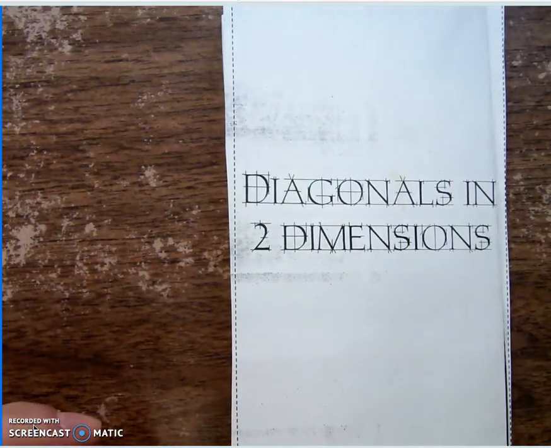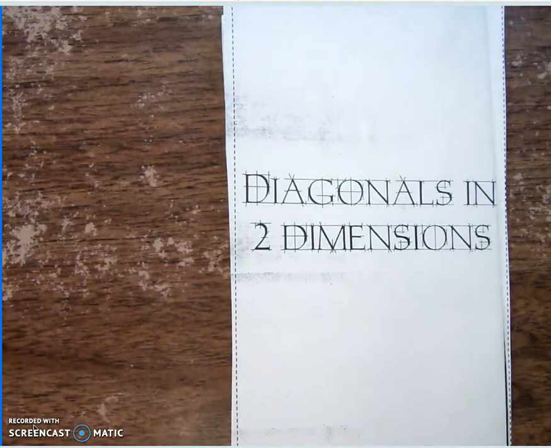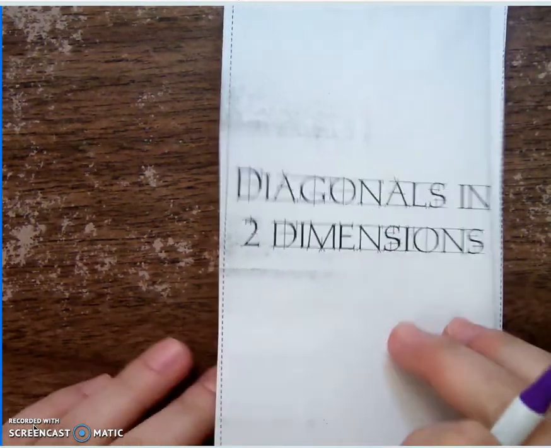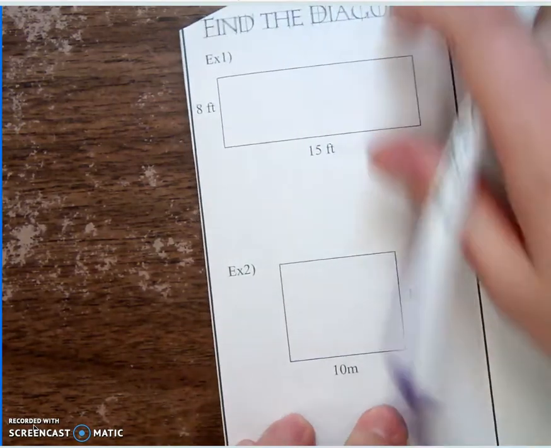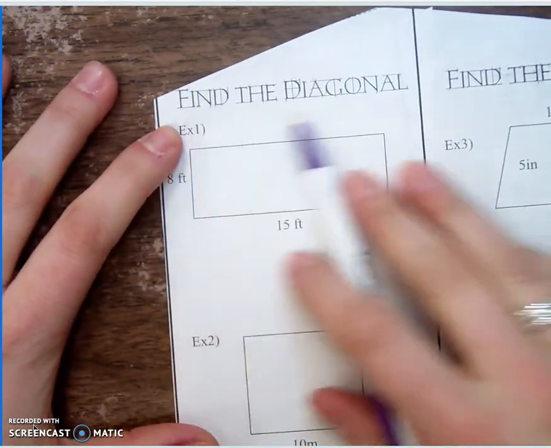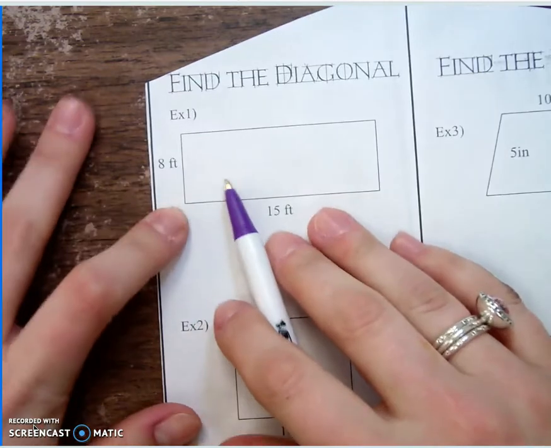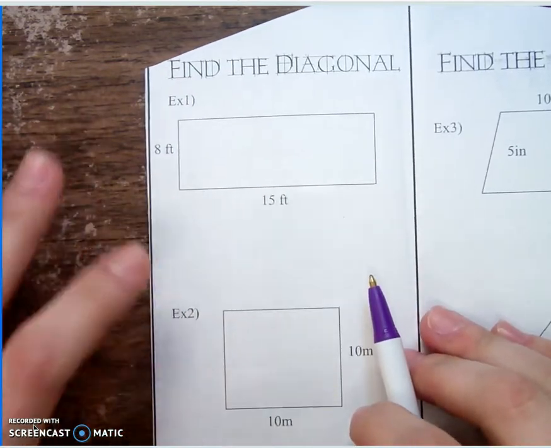Okay, this lesson is on diagonals in two-dimensional figures. Okay, so let's go ahead and get started. On the inside, we have find the diagonal. And in example 1, we're given a rectangle.